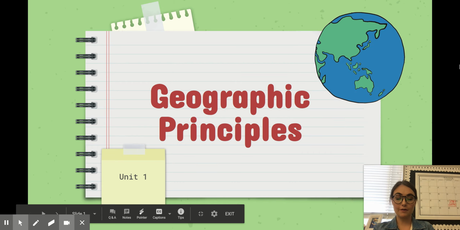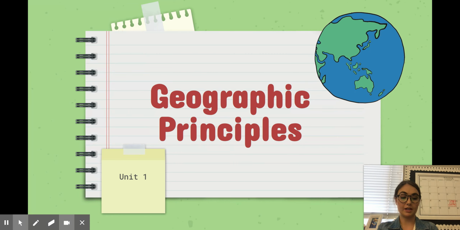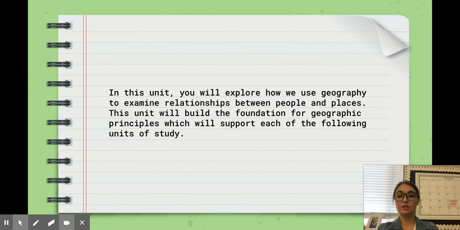All right, our first unit of study is going to be about geographic principles. In this unit, we will explore how we use geography to examine relationships between people and places. This unit will build the foundation for geographic principles, which will support each of the following units of study.